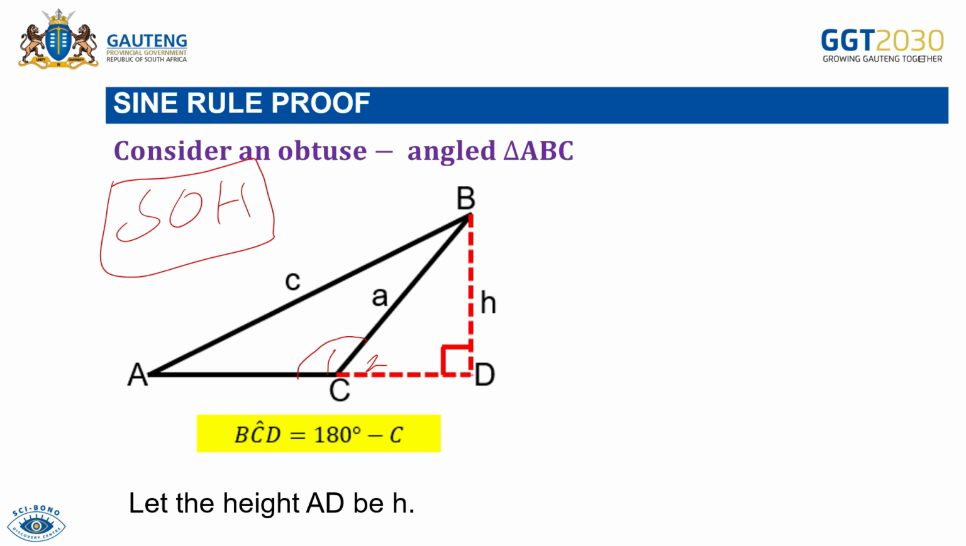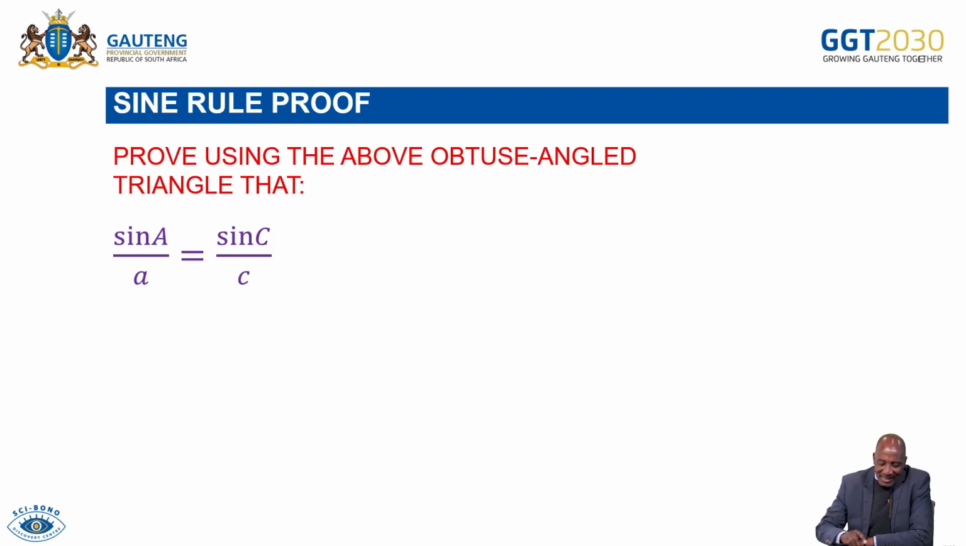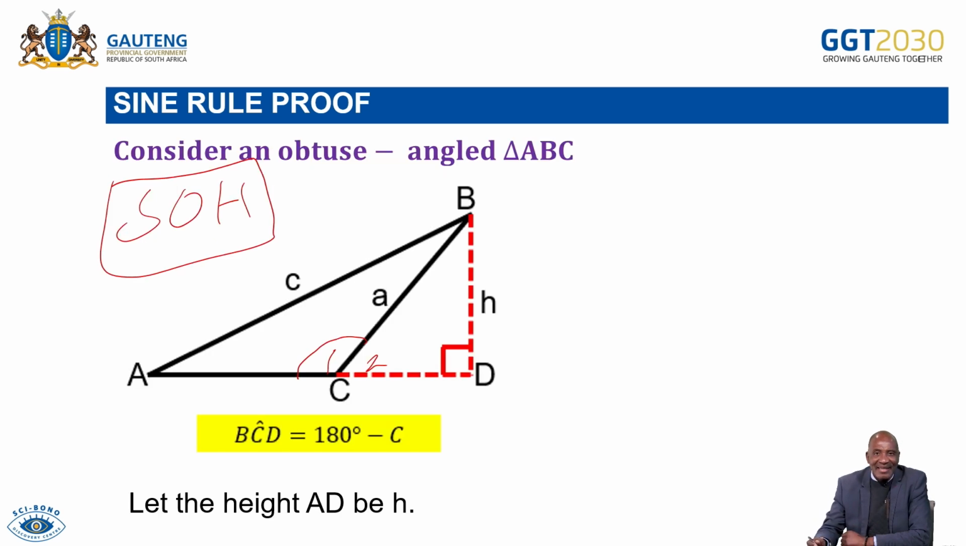This time around, I deliberately chose an obtuse angle triangle. Let's have a look at what you have there. You considered a triangle. We want to prove that sine A over a is the same as sine C over c, because those are the two angles that I'm seeing there. I'm going to ignore B for now.